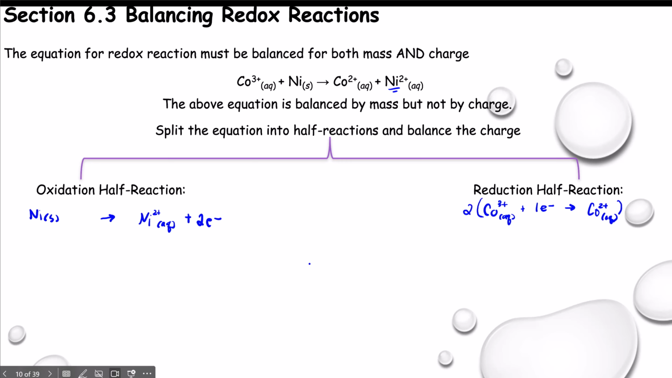That means I get 2 cobalt 3+, plus 2 electrons, forming into 2 cobalt 2+. Now that we have the oxidation and reduction half reactions balanced by charge, we're going to put them together.